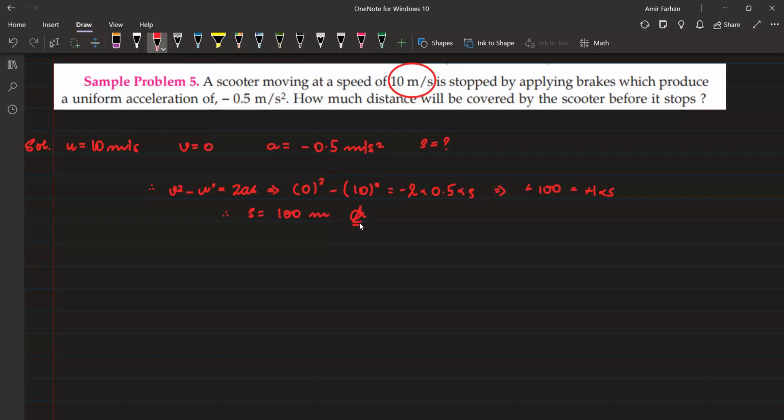100 meter. Please let me know if this is clear to all of you or not. Is it absolutely clear to all of you, bacho? Yes, sir. Chalo, that's great. Is there anyone who is not clear? Yes or no, bacho? No, sir. Completely sure? Yes, sir. Chalo, theek hai.